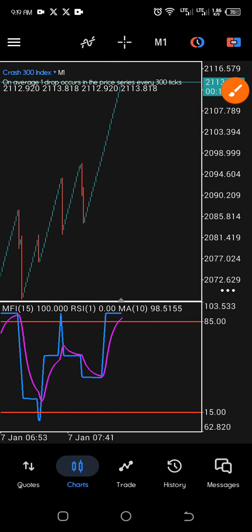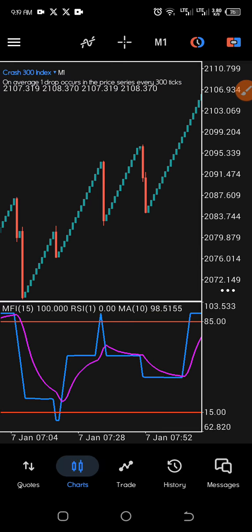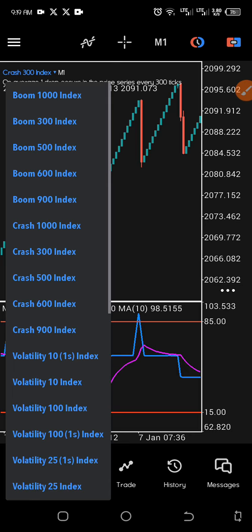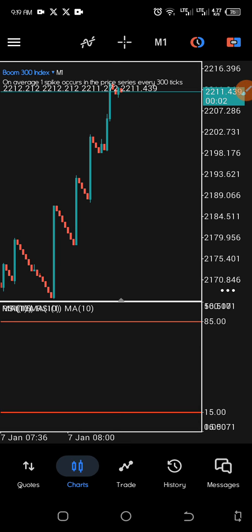Now let me go to another index to show you guys how the strategy works. I'm going to go to the Boom 300 index to show you guys how the strategy also works on that pair.